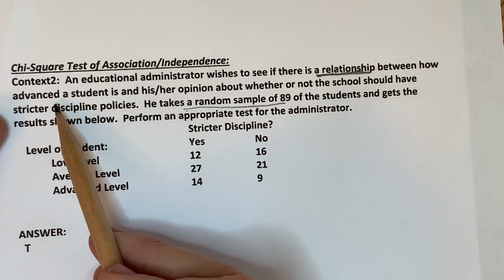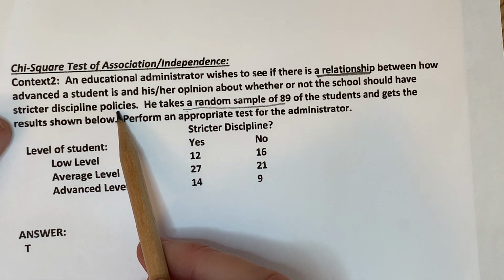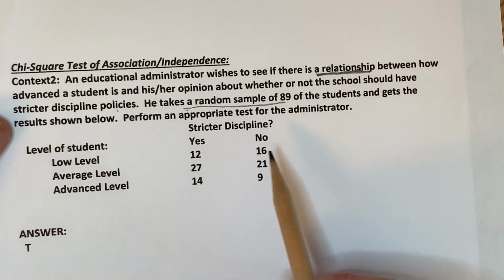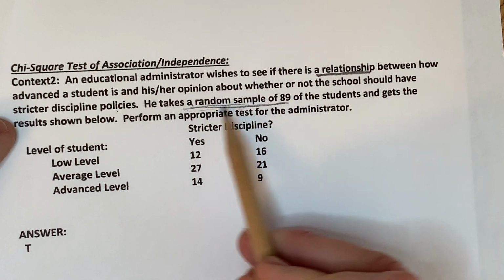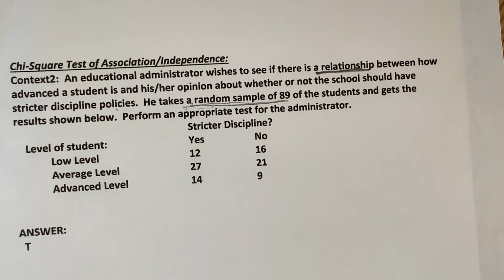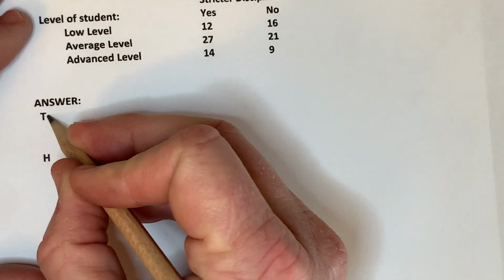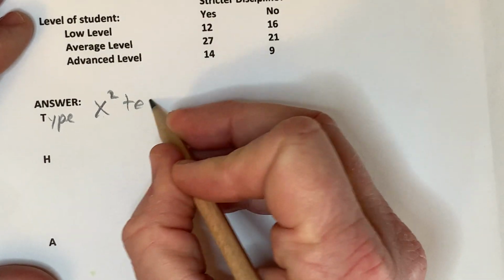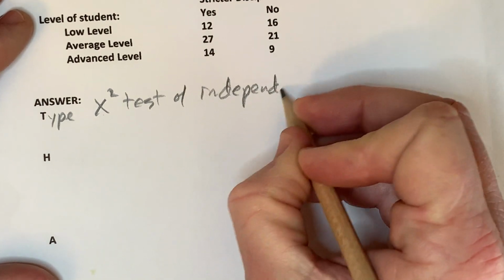Is there a relationship between how advanced the student is and his or her opinion about whether or not the school should have stricter discipline policies, which they have defined in a categorical way? It's categorizing them in both ways. So he takes a random sample of 89 of the students, so that's certainly meeting a condition of randomness, and gets the results below. Perform an appropriate test. I'm not going to write all this out entirely, because a lot of it's really similar to what we just did. The type is a chi-squared test. Don't call that x squared. Chi-squared test of independence, or you could call it a chi-squared test of association.